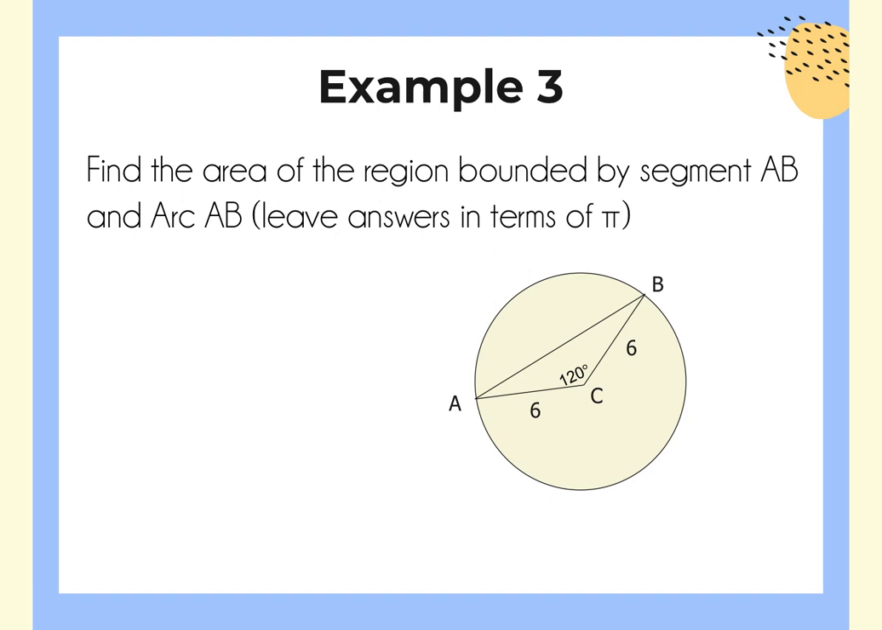All right, this one says, find the area of the region bounded by segment AB and arc AB. So if it had said shaded region, it would have looked like this. It's not shaded. How do I find it? Find the area of the region bounded by segment AB.